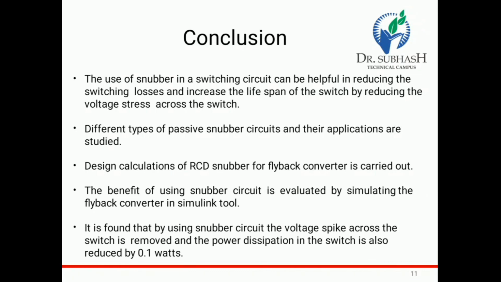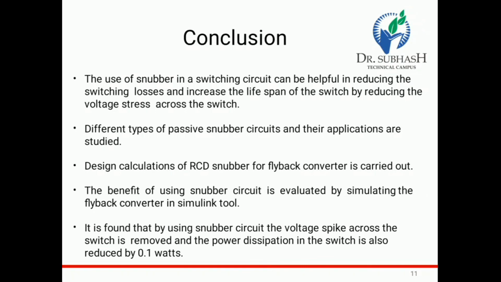The use of a snubber in a switching circuit can be helpful in reducing the switching loss and increasing the lifespan of the switch by reducing the voltage stress across the switch. So the major aim of the snubber circuit is reducing the switching loss and increasing the lifespan of the switch.